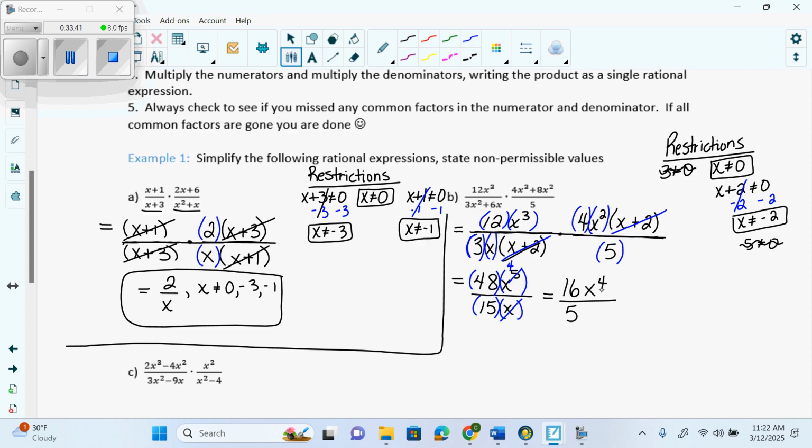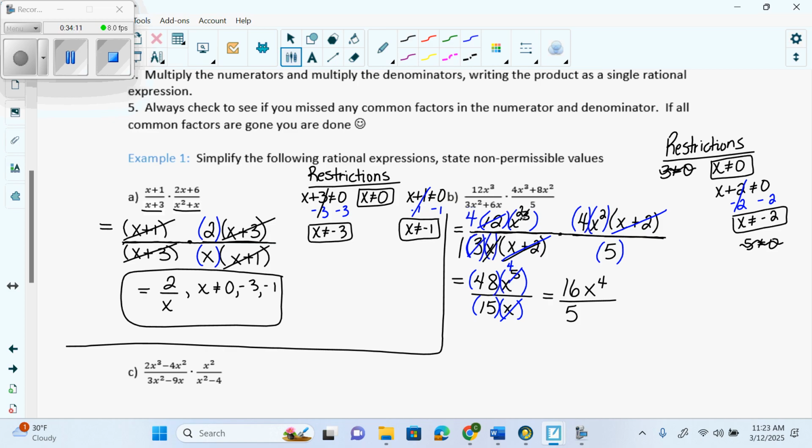Now, what we could have done up here, I'm just showing you, instead of putting them together, is we could have done 12 divided by 3, so 3 becomes a 1, 12 becomes a 4, and then this x can cancel off one of those, so I'm left with a 2, and then I would still have to put them together. 4 times 4 is 16, x squared times x squared is x to the 4, and then this would become just 5.